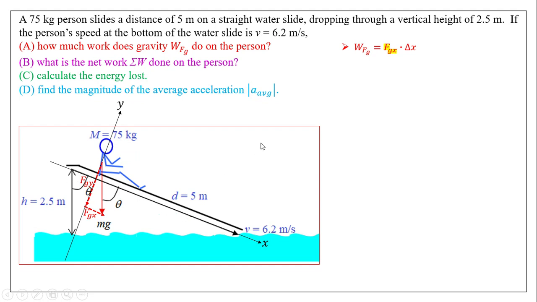So therefore, as you find work, it's important that you keep in mind you need the parallel component of the force that does the work along that same direction of the displacement. Okay, so in this case, the displacement is down the water slide, which means I need F_gx because it parallels x. All right, once you recognize that, it's super easy to do.